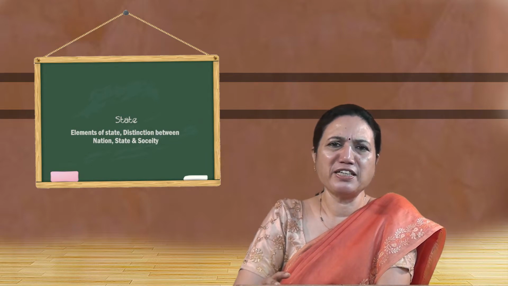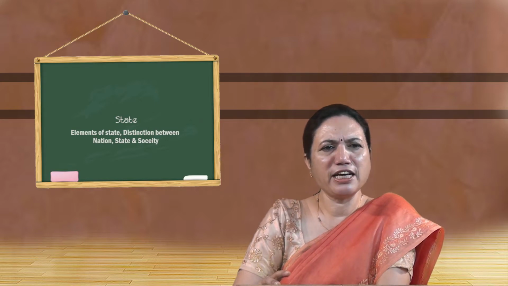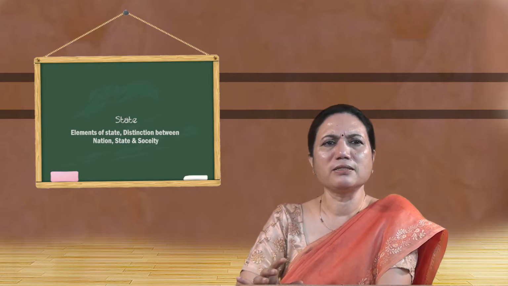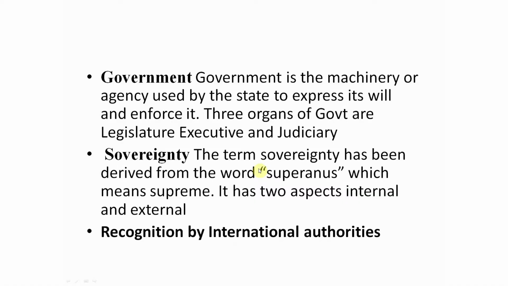Coming to territory as an element of state, fixed territory is an important element of state. It is a definite area of the earth's surface upon which the population permanently resides. The topography, the lakes, mountains, rivers, lands, etc. constitute the territory. Coming to government, government is the machinery or agency used by the state to express its will and enforce it. There are three organs of state: legislature, executive, and judiciary.